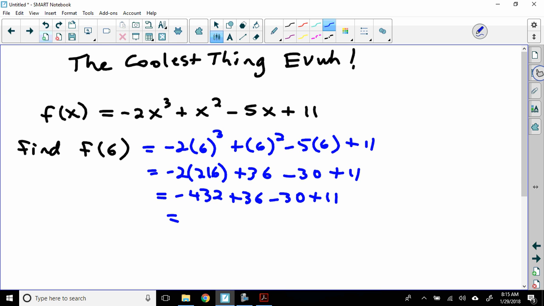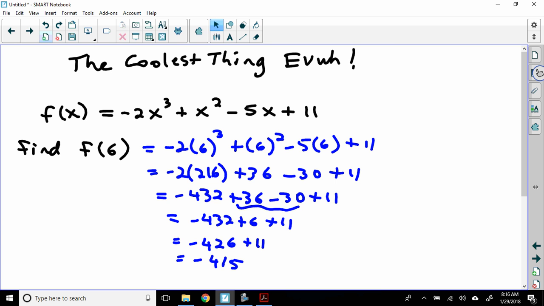So that's going to be, oh gosh, I don't know, negative. Can I just go ahead and make this a 6? Would that be all right? Yeah, make that a 17. I'm going to leave that a 6. Negative 432 plus 6 plus 11. So that's negative 426 plus 11. So that's negative 415. Does that seem right? Negative 415.